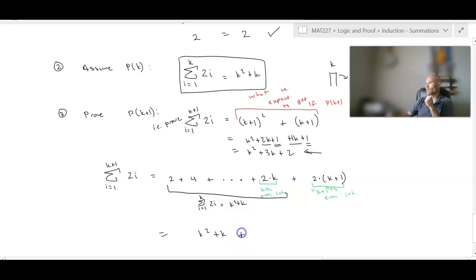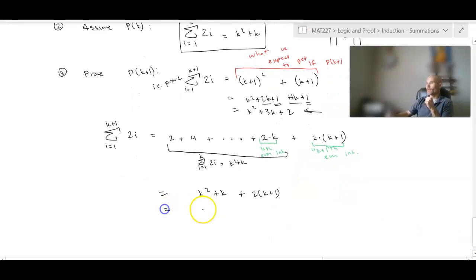And then we have this extra plus 2k plus 1. Now, let's combine like terms and see if we get k squared plus 3k plus 2. Well, that's k squared plus k, distribute, plus 2k plus 2, and oh goodness, there it is. 1k plus 2k is 3k plus 2, and that is exactly what we expected right here. We got exactly what we expected.